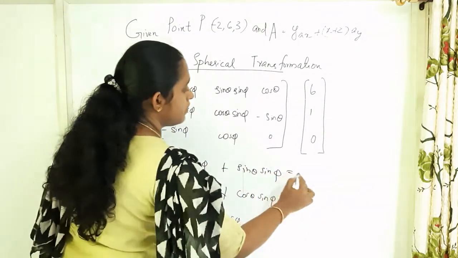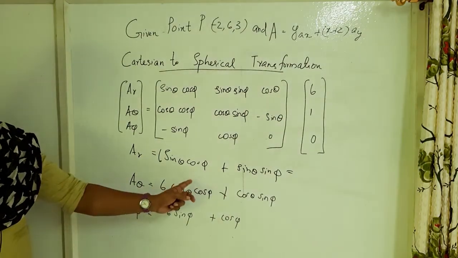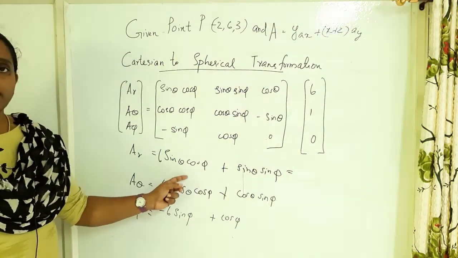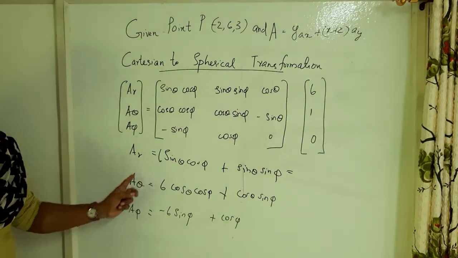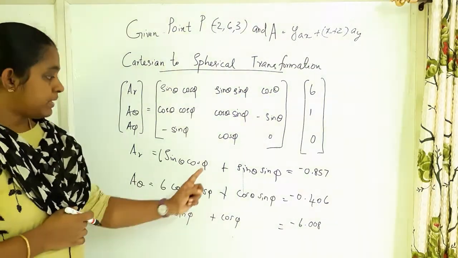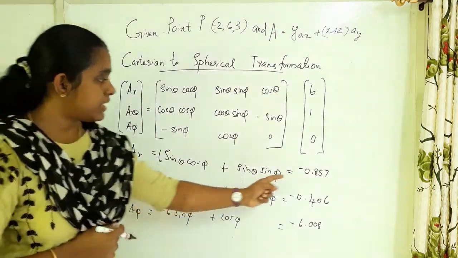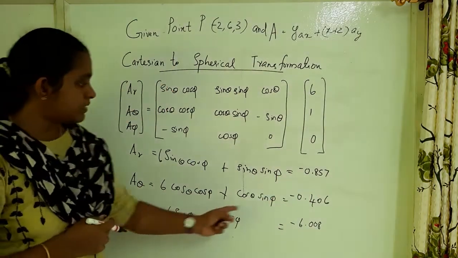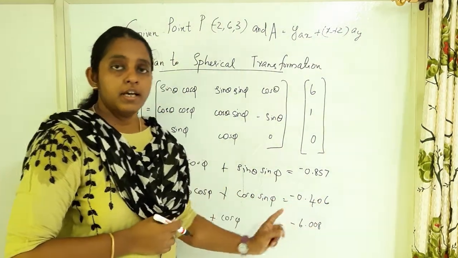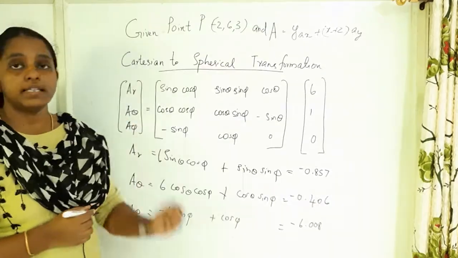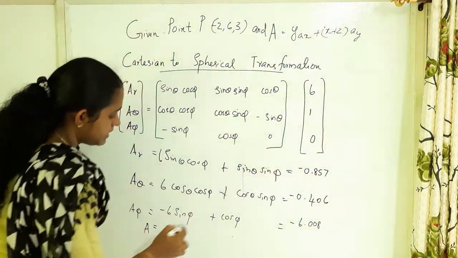Okay, so similarly you can write AR, A theta and A phi. Substitute the values of theta and phi here, which we already found in the spherical system, and multiply and add. So we will get the answer as AR, A theta and A phi. You will get the value of AR is minus 0.857, A theta is minus 0.406 and A phi is minus 6.008.